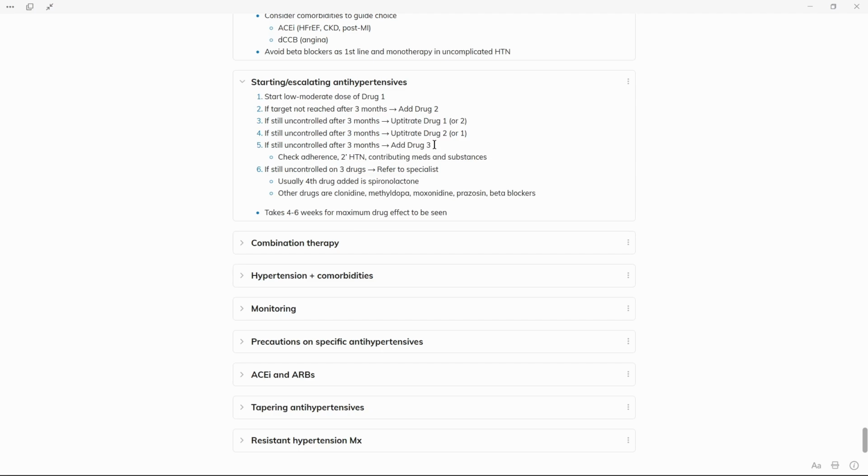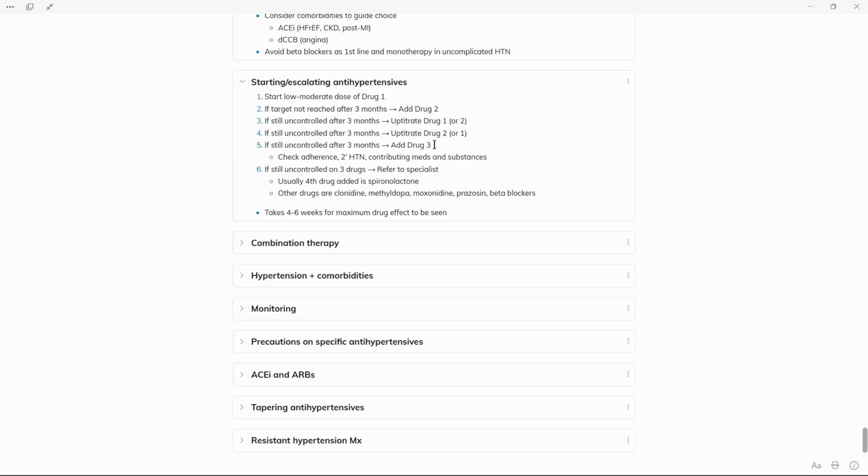At this point, we will be asking ourselves why the patient still has high blood pressure despite 2 drugs not being effective. That may be adherence issues, they could have secondary hypertension, or they could have contributing medications and substances that are raising their blood pressure. Or we could just be measuring their blood pressure wrongly, though that's not very common. If it is still uncontrolled on 3 drugs, then we refer them to a tertiary specialist.